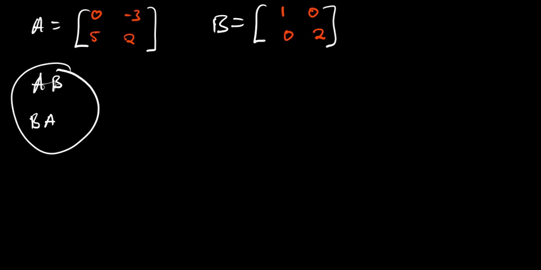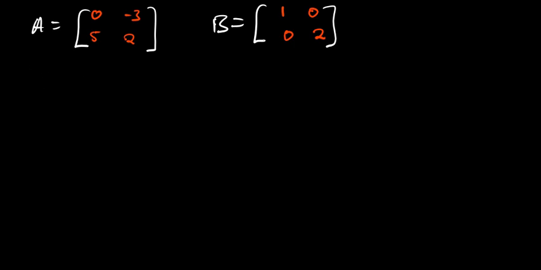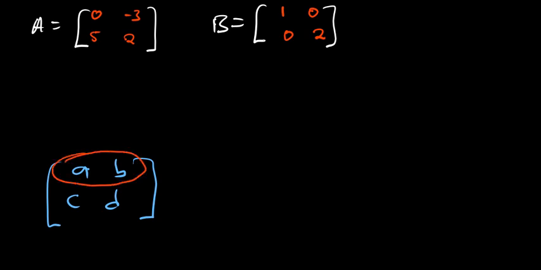Now, I told you to say these are what we call rows. Let me use a different color. These are what we call rows. If I have a matrix A, B, C, D, this is what we call rows. And this is what we call columns.